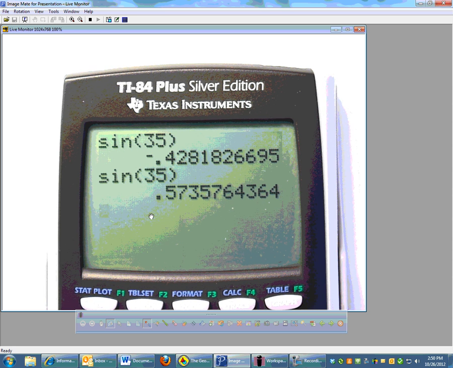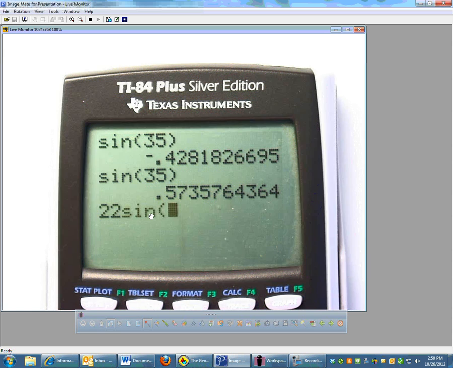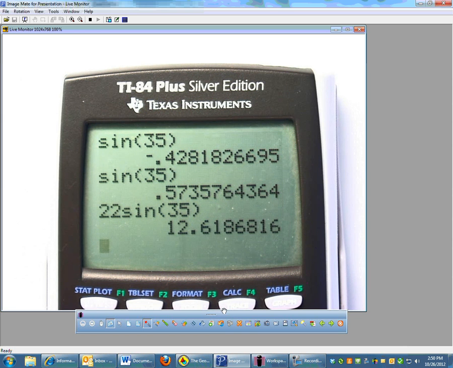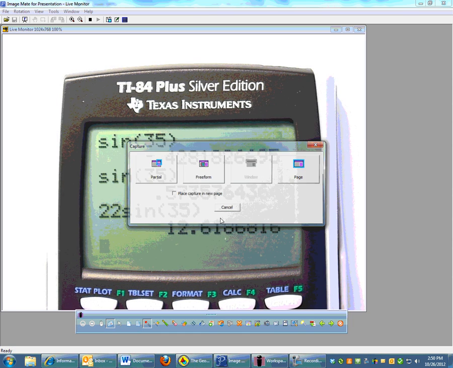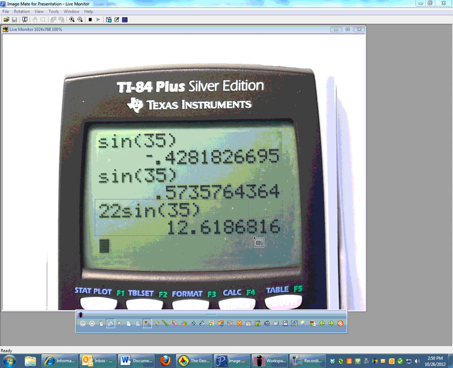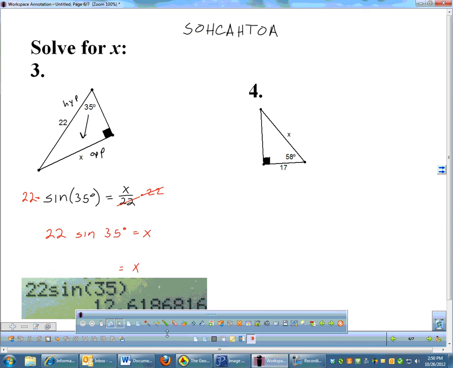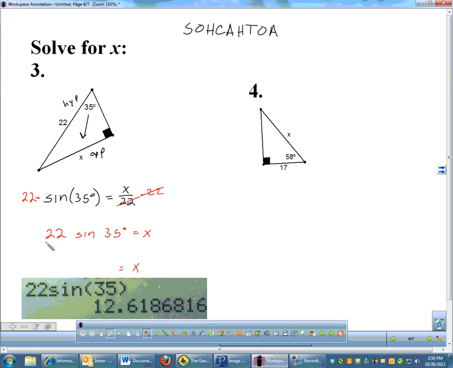And we actually needed 22 times the sine of 35. So I'll do 22 times the sine of 35 degrees and punch it in, and we get an answer of 12.619. I'm a fan of the third decimal place, so we'll stick with 12.619. We'll grab that and move it over here. Good? Good. So my answer is 12.619.